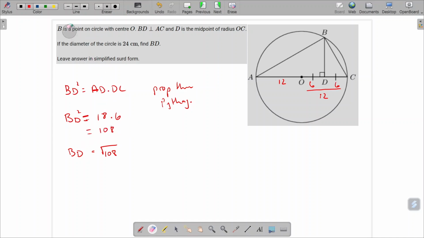Not BD squared, just BD. And I need to write that in simplest surd form. So what's that going to be? Well, that is 27 times what? I don't know right now. 9.